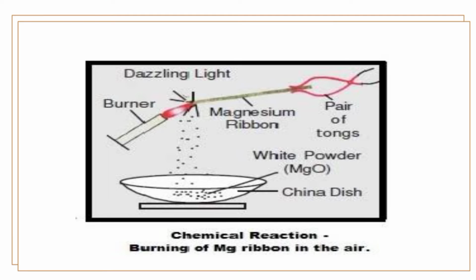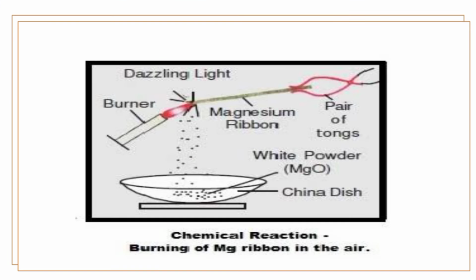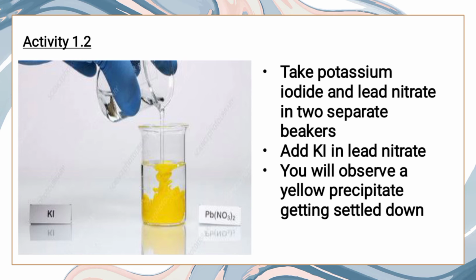So you can see here, a burner is kept, again a tongs holding a magnesium ribbon. As you are burning, a dazzling light, that is a white flame, comes and that will form a white powder, that is nothing but magnesium oxide. So this happens due to oxygen reacting with the magnesium. So that was activity 1.1, so let us talk about activity 1.2.